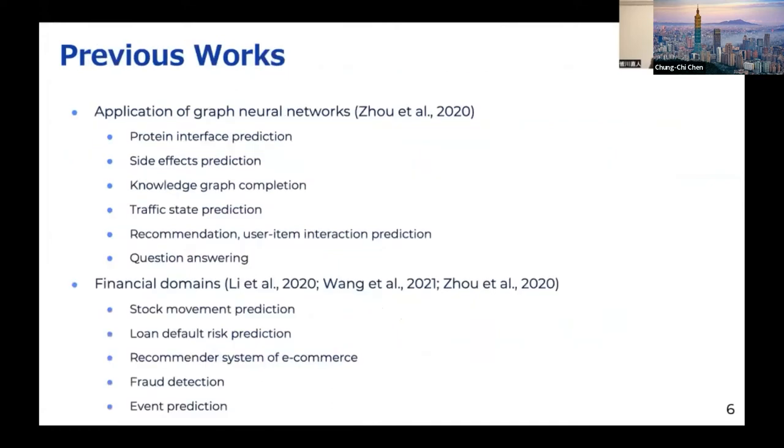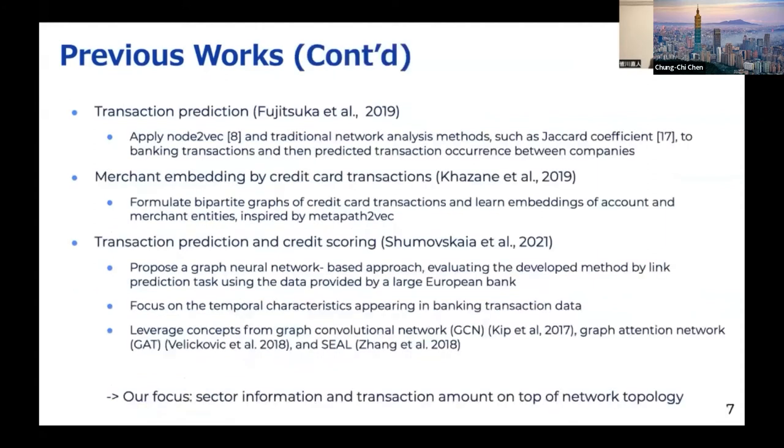So the graph neural network has a wide range of application domains, including protein interface prediction, side effects prediction, among others. Especially for financial domains, the applications include stock movement prediction, loan default risk prediction, fraud detection, and so on. In our research, we are particularly interested in transaction prediction.